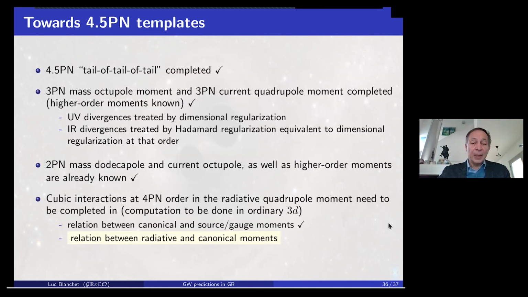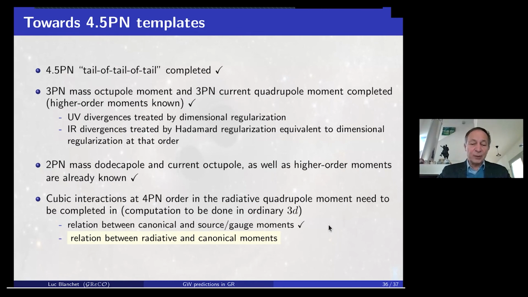And so for that, let me just review what has been done for the moment. As I say, the tail of tail of tail is completed. The 3PN mass octupole moment and 3PN current quadrupole moment that are needed are also known and completely regularized, UV and infrared, and renormalized and so on. Everything works. Extra multipole moments are also known. However, there are also cubic interactions at 4PN order, which come into the relation between the radiative moment and the source moment. And there is also another step that I will not review, but that has been completed.